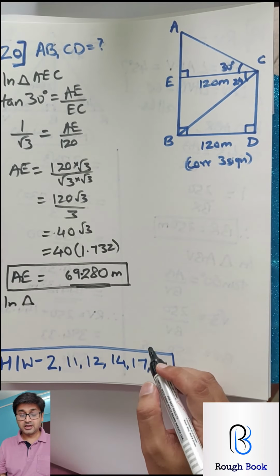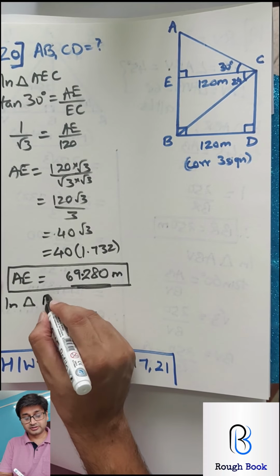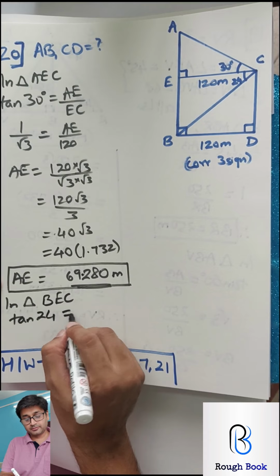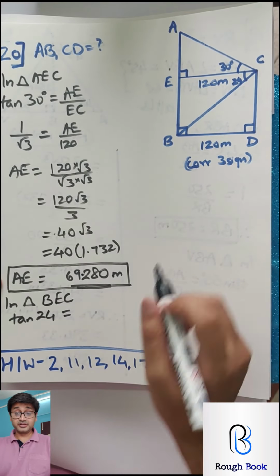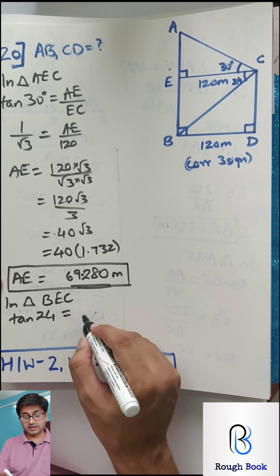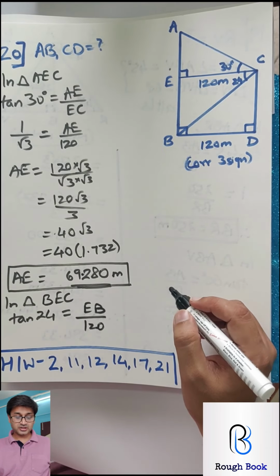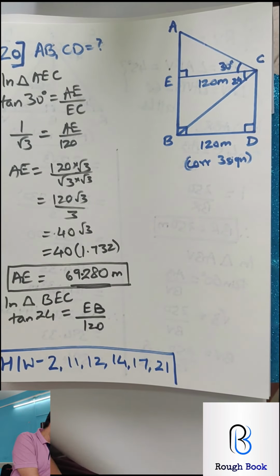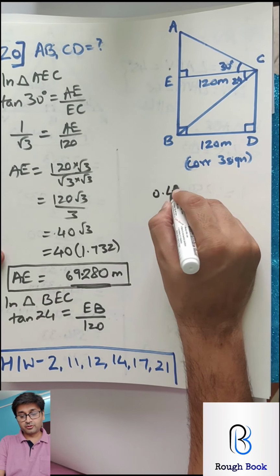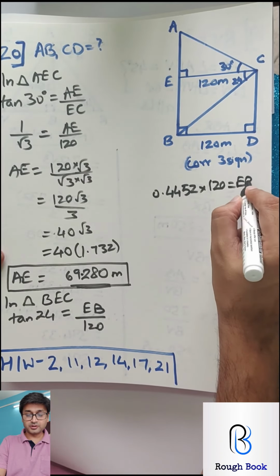So in triangle, I know you're looking at homework and getting excited that this is the last sum, but let's focus. In triangle BEC, tan 24. Now let me see if 24 is fine, because tan 24 is EB upon this. Perfect. So you'll have to multiply, no problem. If we had to divide, then we would have changed it. So let's take 24's values. So tan 24 is 0.4452, multiplied by 120 is equal to EB.